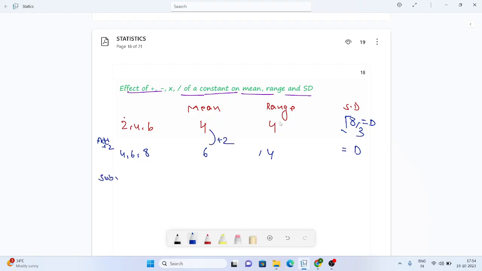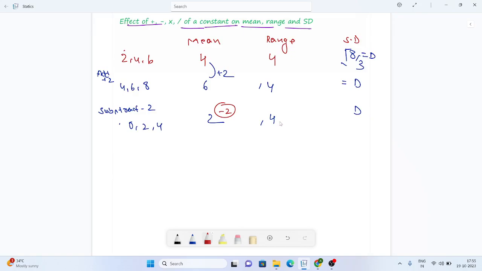Now I subtract 2 from all the terms, so I get 0, 2, 4. So the mean is 2, range is 4, and deviation is D. So here again, when subtracting 2, the range will be the same and the standard deviation will be the same.